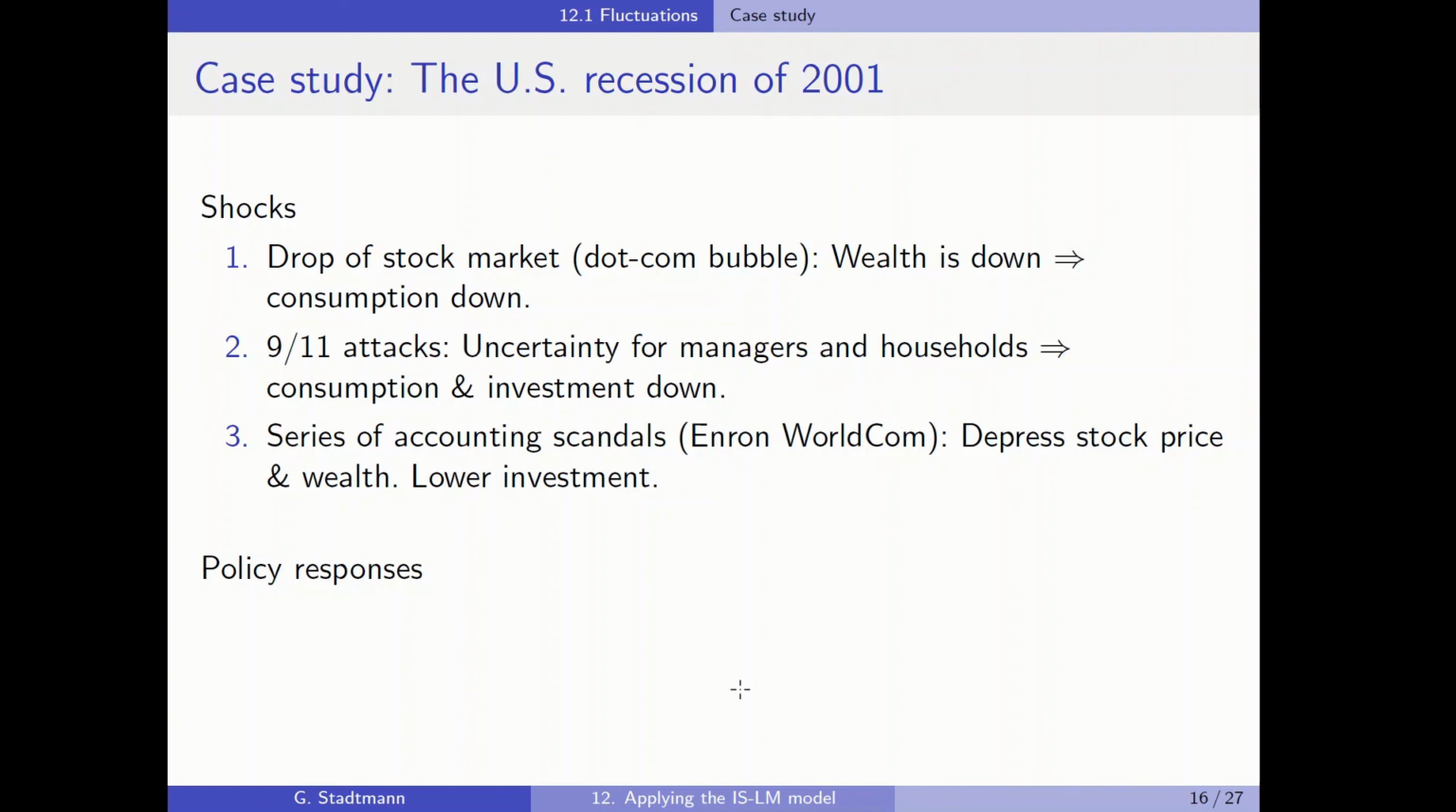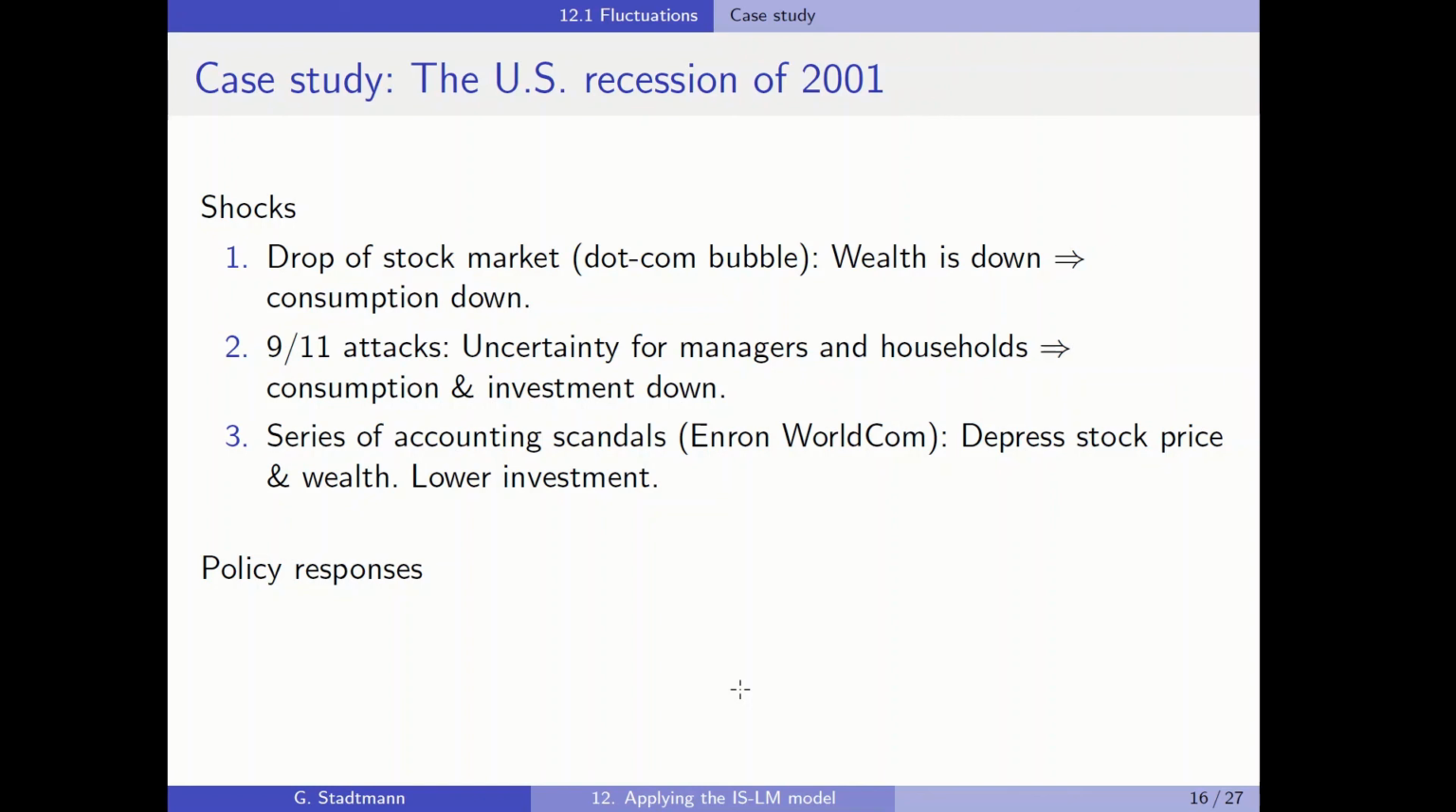When stock prices decrease on a larger scale, it implies that wealth is down and private households will reduce consumption. So consumption is down, we have a goods demand shock, the autonomous component of consumption decreases, and the IS curve shifts to the left. Then the attacks on 9/11. This increases the uncertainty for managers and households. We have a consumption shock and an investment shock, and this leads to a decrease of the autonomous component of consumption and a decrease of the autonomous component of investment.